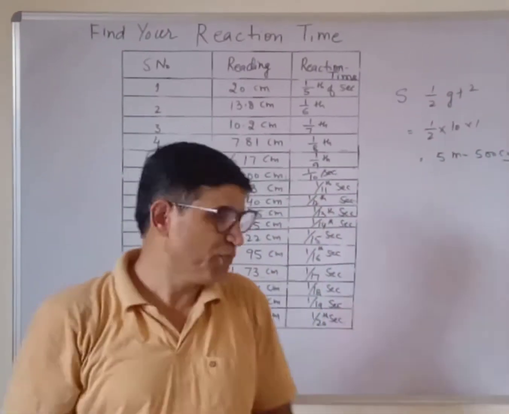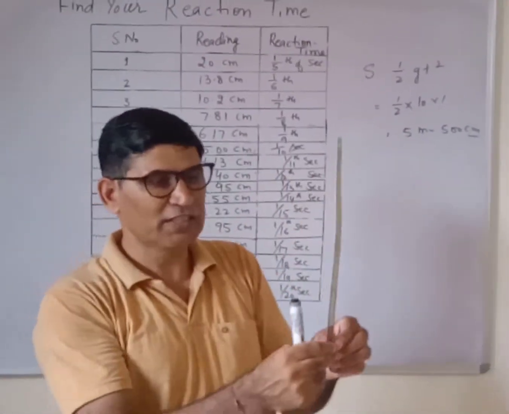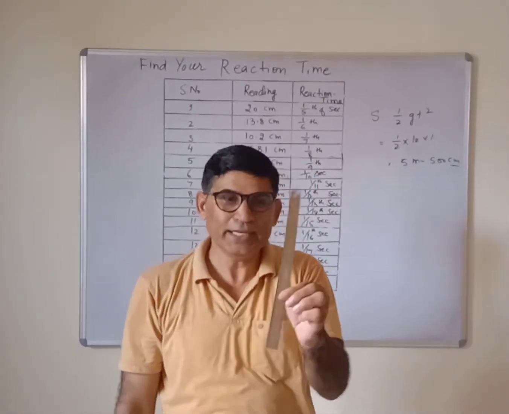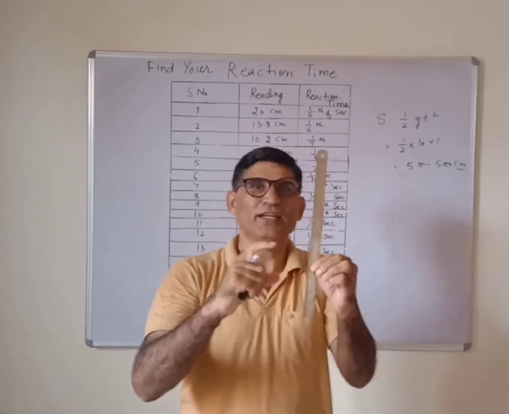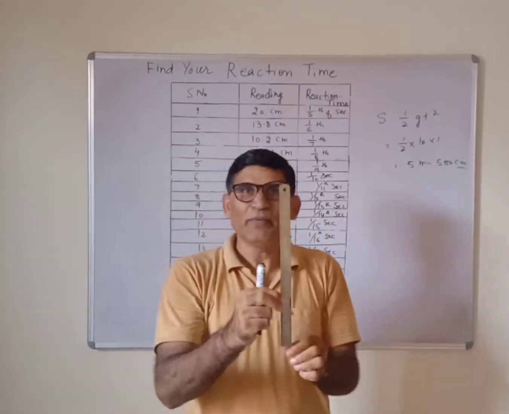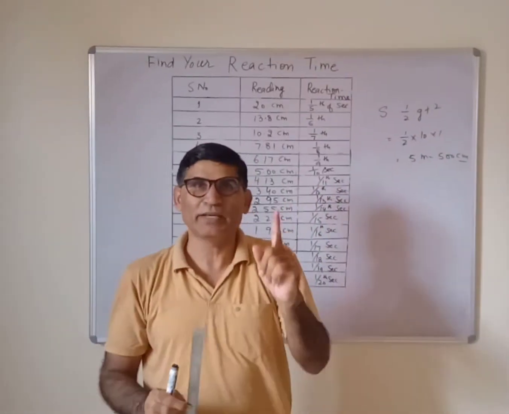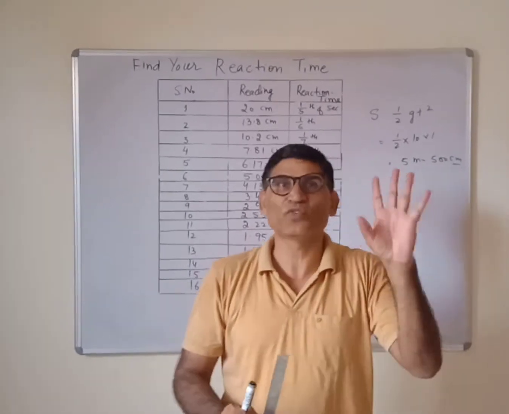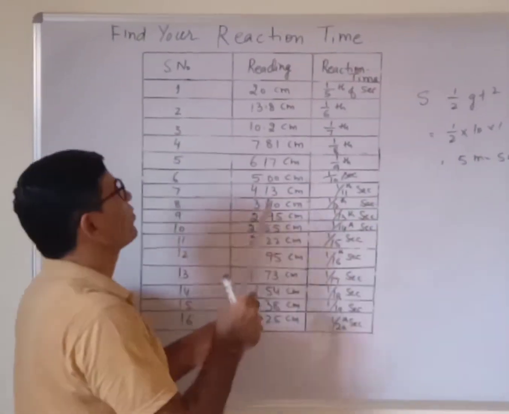Suppose I have a scale and I hold this scale from the bottom end, release it, and again catch it. The distance covered will measure my reaction time. Suppose I catch it after it covers a distance of 500 centimeter, then my reaction time is 1 second. If a person has a reaction time of 1/10 of a second, the distance covered on the scale will be this one. I have made a table.